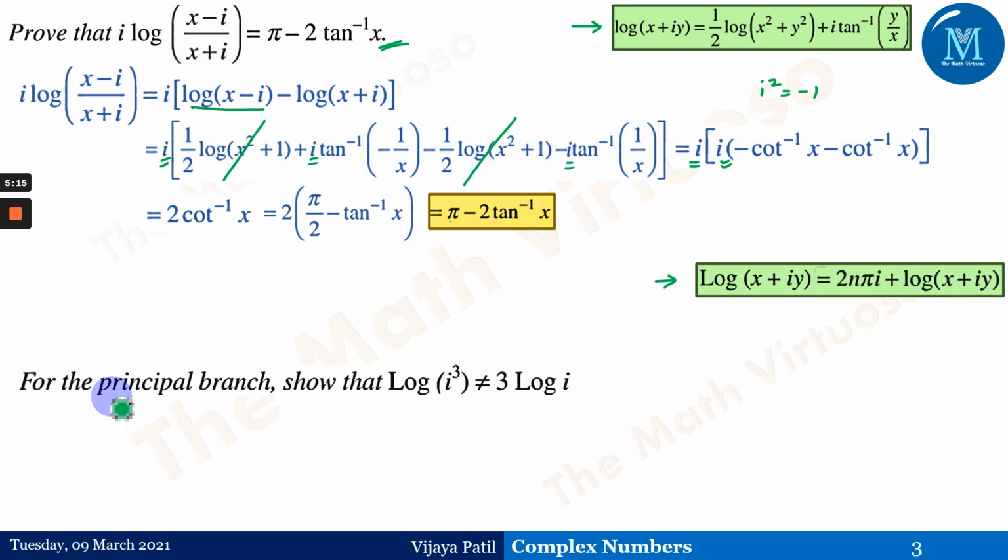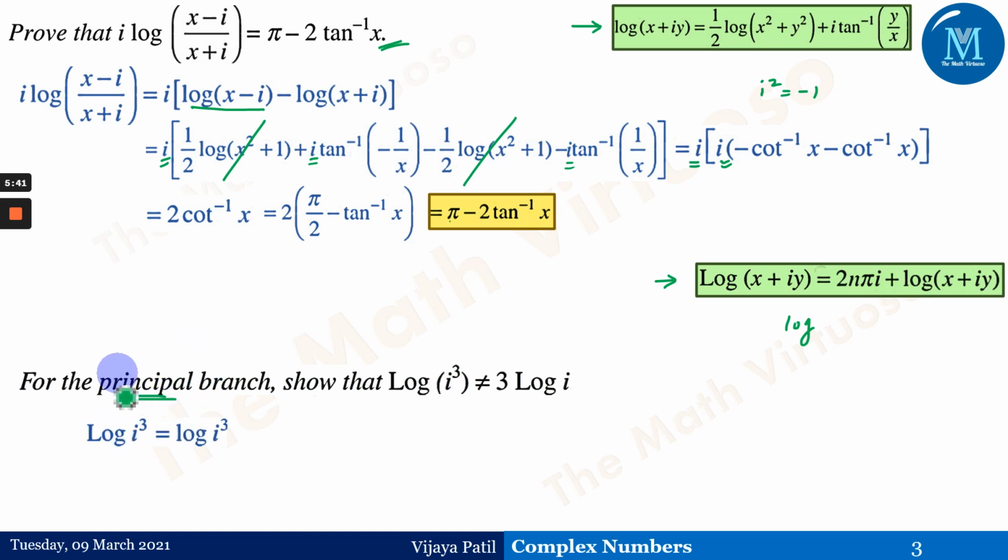Similarly, we'll be using the principal value over here. This is a general value actually, but we want it only for the principal branch of this particular log. So the question is, show that log i cube is not equal to 3 times log of i. So that means we cannot have this type of relation, as we do have it for the principal value of the log. It's not possible whenever it's a general value. Let us see how we can go ahead.